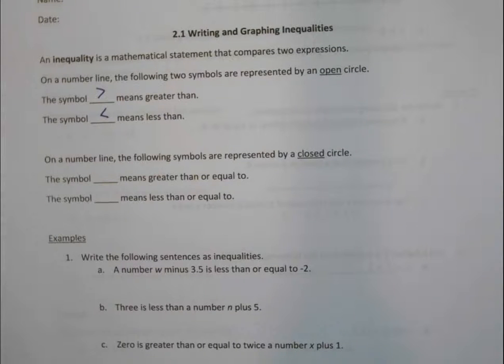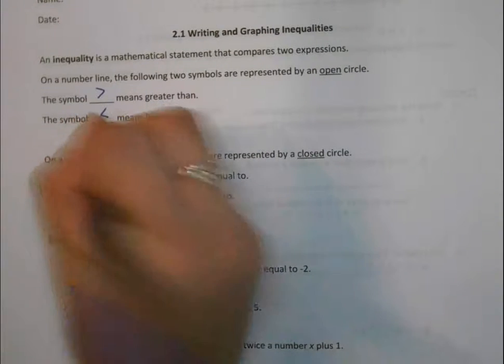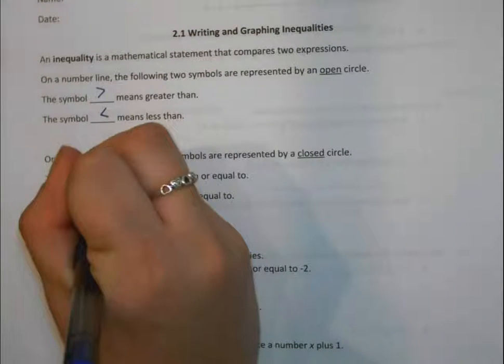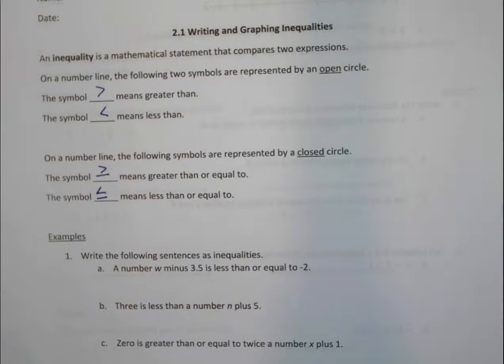Then we can also have inequality statements that mean greater than or equal to. That means the solution can be the number you're saying. And then the other one is less than or equal to. They get the line underneath because the equal sign has two lines, and so it takes a piece of that.